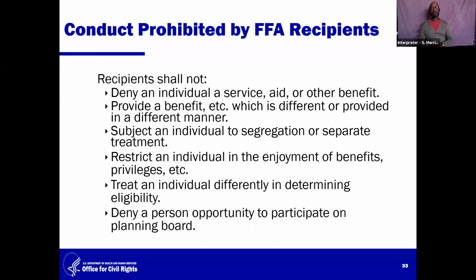So 504 prohibits recipients of federal financial assistance from denying an individual with a disability a service, aid, or benefit, providing a benefit that is provided in a different manner, subjecting an individual to segregation or separate treatment, restricting an individual in enjoyment of benefits and privileges, treating an individual differently in determining eligibility, or denying a person the opportunity to participate on a planning board.